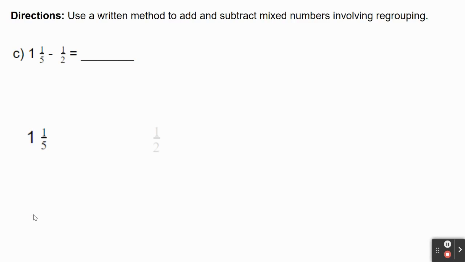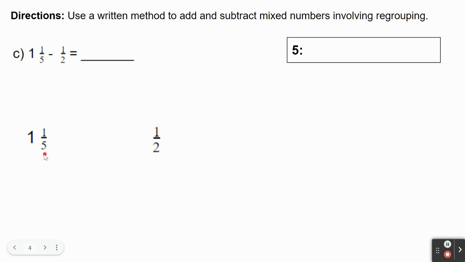Well, if we look at these two fractions, we see the denominators are not the same. So let's create equivalent fractions. We can do this by listing out our multiples of each denominator. Let's start with 5, since 5 is the denominator of our first fraction. We have 5, 10, 15, 20, and 25.